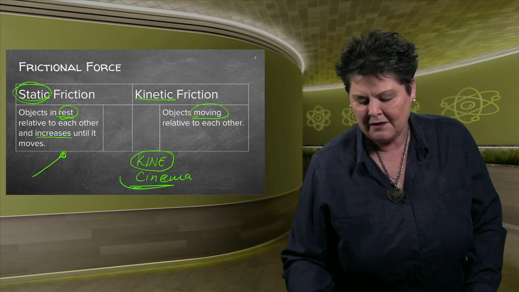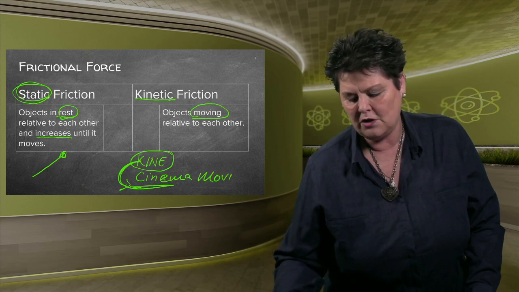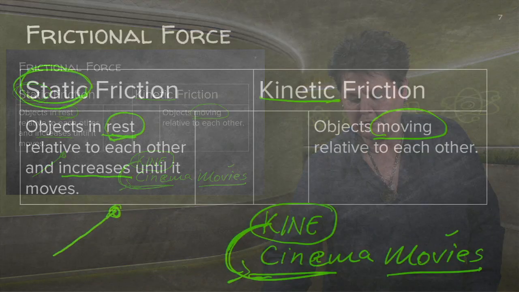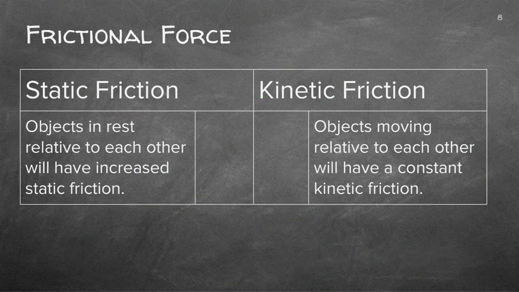And that is stemming from kine. And cinema is movies, you know that. And movies comes from moving pictures. So in all cases in physics, the word kinetic energy, and in this term, kinetic friction, will be when it's moving. And important, the next slide will show you, the static friction, when it's at rest, increases.